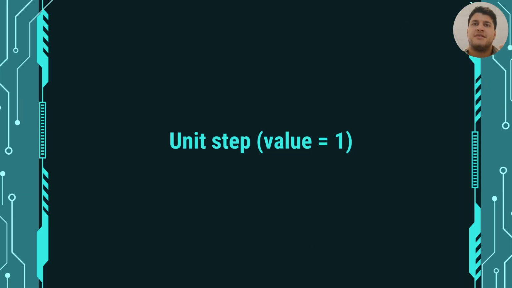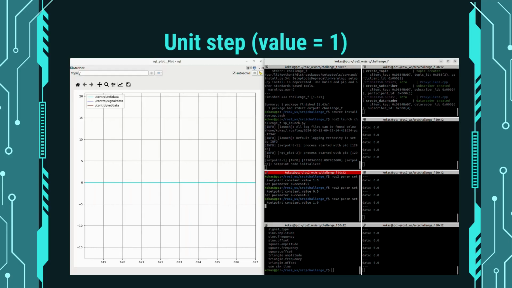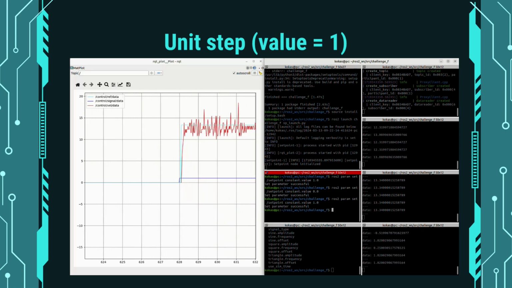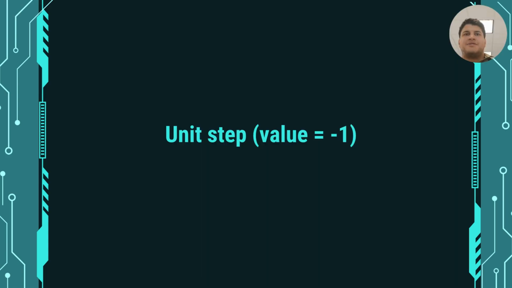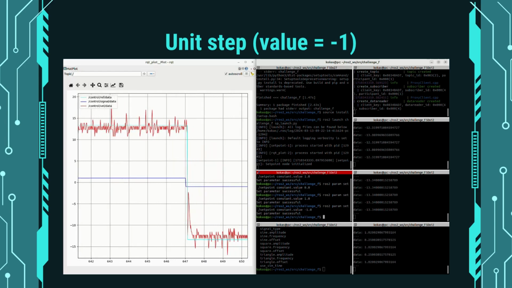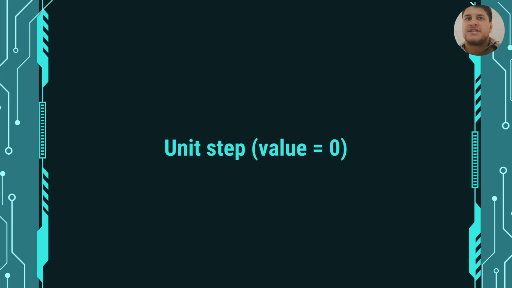Instead, we send to the node a unit step with value 1. And here we send a unit step with value -1. Next step, we send a unit step with value 0.